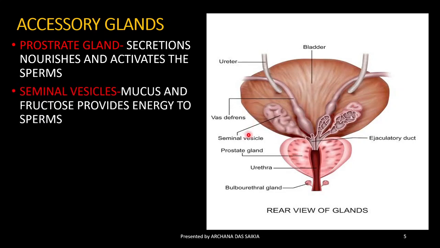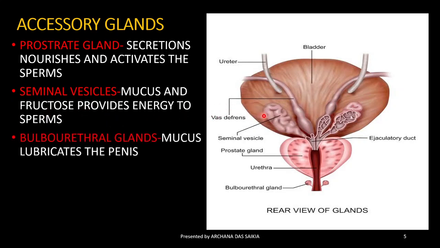Seminal vesicles. So these are the seminal vesicles. They release mucus and fructose, which will provide energy to the sperm. The fructose is a carbohydrate, which will provide energy to them. Then the bulbourethral glands release mucus to lubricate the penis, so that there is easy ejaculation of the sperms.